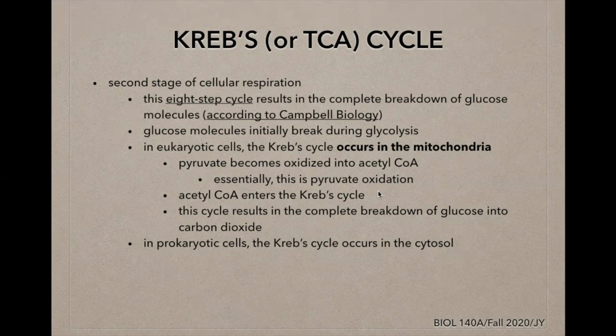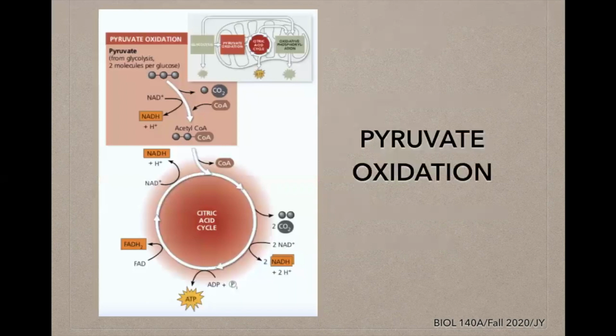And if you're interested, acetyl-CoA is made up of a 2-carbon fragment of pyruvate attached to a coenzyme. And so the Krebs cycle essentially functions in the complete breakdown of glucose into carbon dioxide. And as seen in the previous chart, in prokaryotic cells, the Krebs cycle will occur in the cytosol. So between glycolysis and Krebs, there is pyruvate oxidation. And pyruvate oxidation takes that pyruvate molecule and it oxidizes it into acetyl-CoA, which is an entry compound. So technically, pyruvate oxidation is one of the first steps in the Krebs cycle prior to initiating the Krebs cycle.